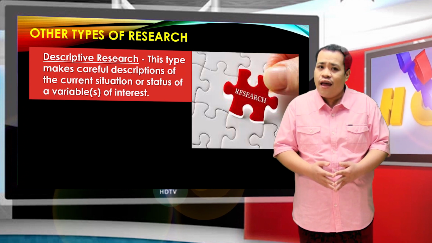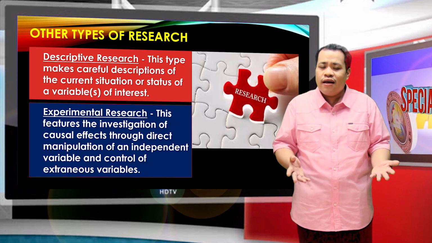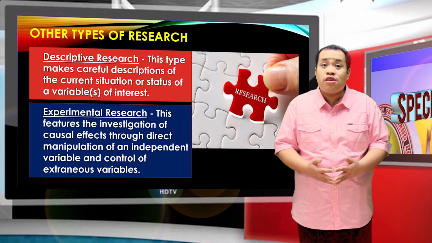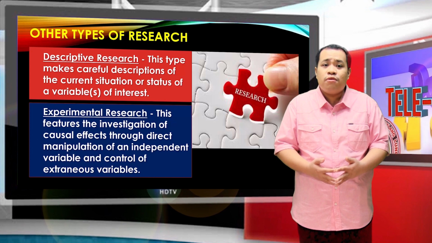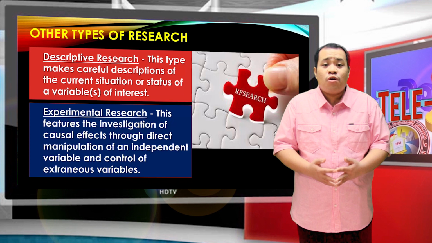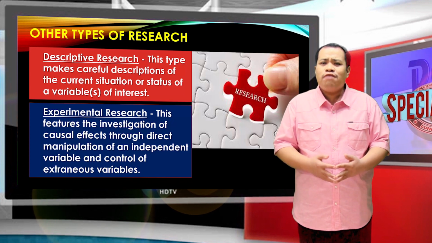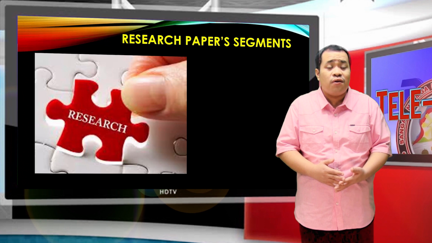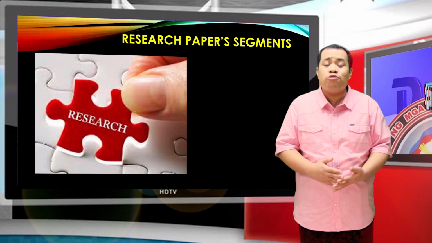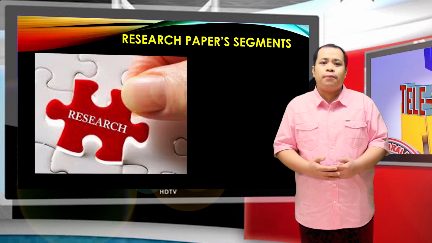And the next is experimental research, which we always do in science. This features the investigation of causal effects through direct manipulation of an independent variable and control of extraneous variables. After knowing the general nature of research, our next task is to discover the processes or the considerations on how to make a research paper or a research report.